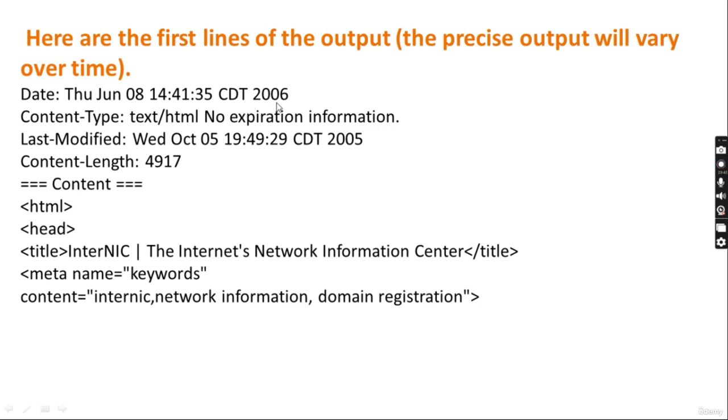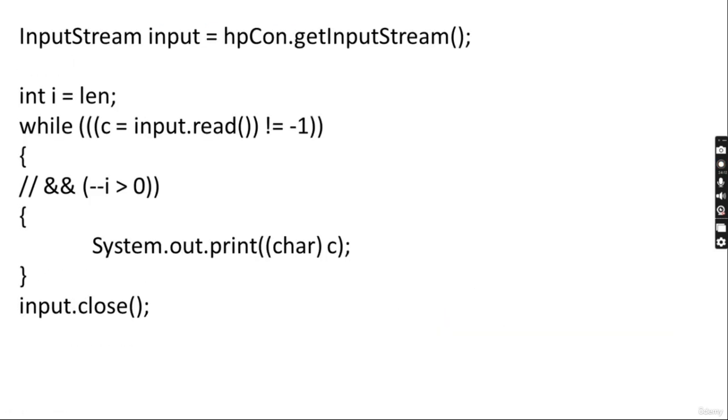The output depends upon your PC and your time. The content type is text/html, and expiration information is not available. Then this is the last modified date, and the content length is this much. The content is Internet Network Information Center, with meta name keywords internet, network, information, domain, and description. This is the sample we have taken from this site.